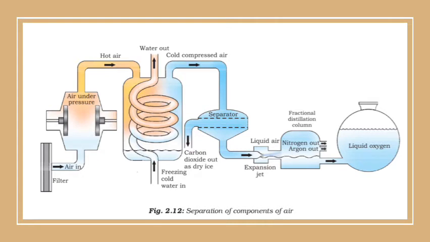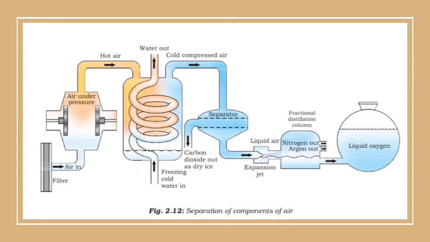Now this dry ice is collected and is used for various purposes. We'll learn that later. Now this liquid air is taken into an expansion jet. Why is it called an expansion jet? Because here the air is expanded. What happens when you expand air? It is going to separate all its components. Now the components are separated. What are the components? Think. It is nitrogen, argon and liquid oxygen.